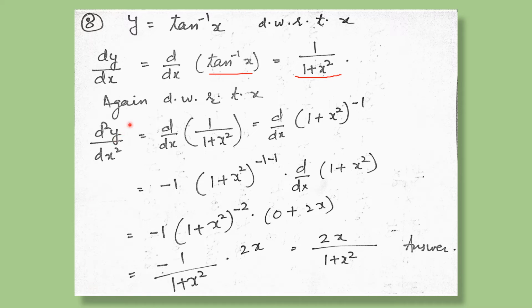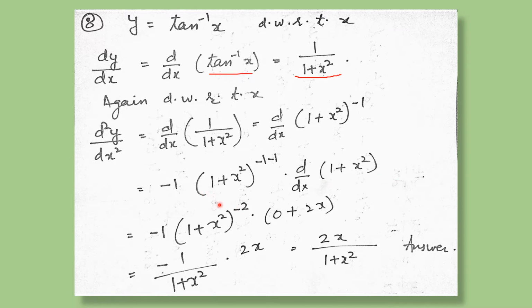Right? Now again take the derivative with respect to x, you will get d square y upon dx square is equal to the derivative of 1 upon 1 plus x square. This can be written as the derivative of 1 plus x square power minus 1, when you take it from the denominator to the numerator. Now apply the formula, derivative of x power n is n x power n minus 1. So this minus 1 will come in the beginning. You will write minus 1, bracket starts, 1 plus x square power minus 1 minus 1, into the derivative of 1 plus x square.